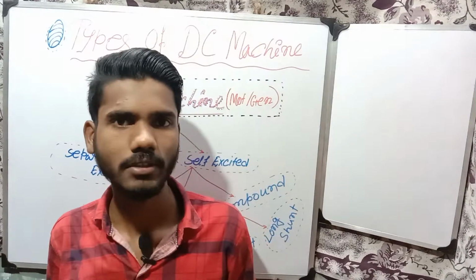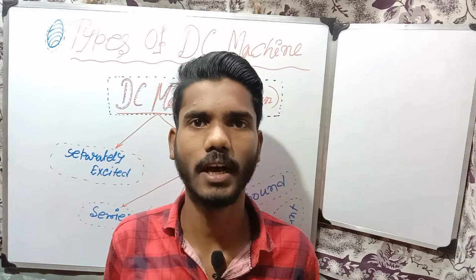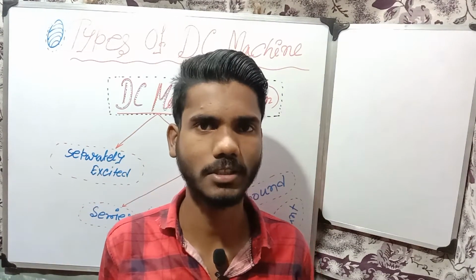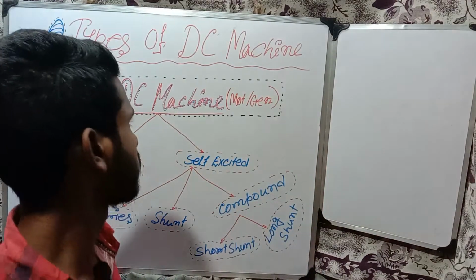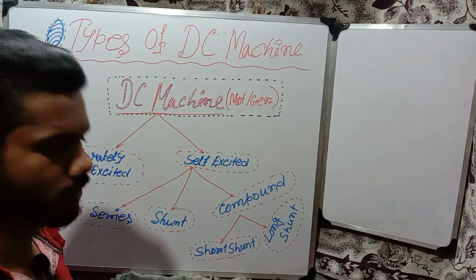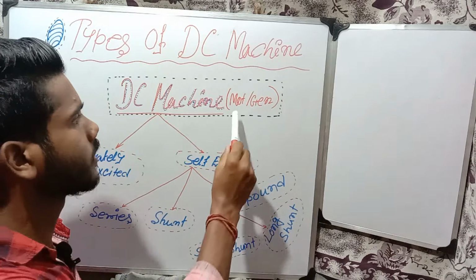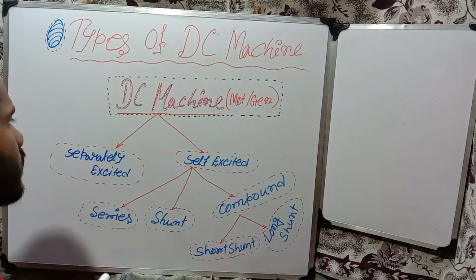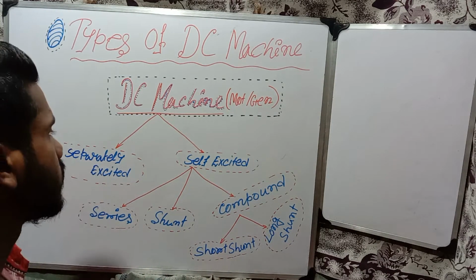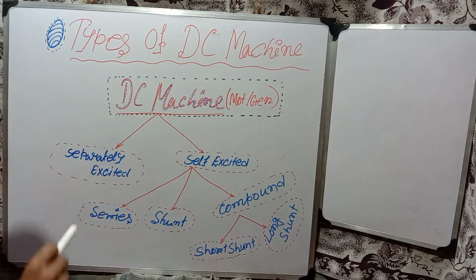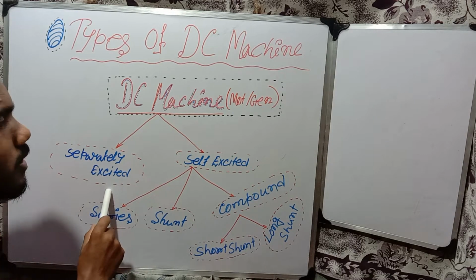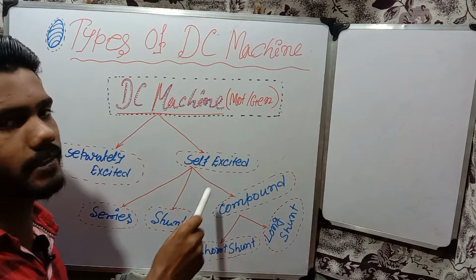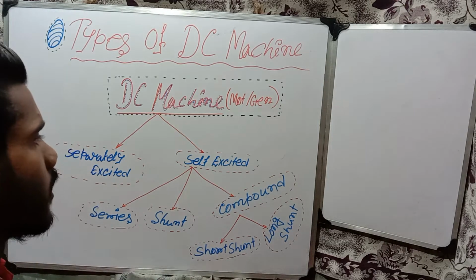Hello everyone, today I am going to discuss the types of DC machines. From this DC machine we learn DC motor and DC generator. DC machine can be divided into two parts: one is separately excited DC machine, another one is self-excited DC machine.